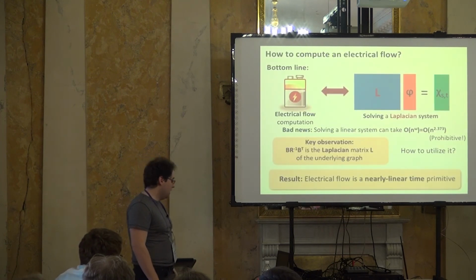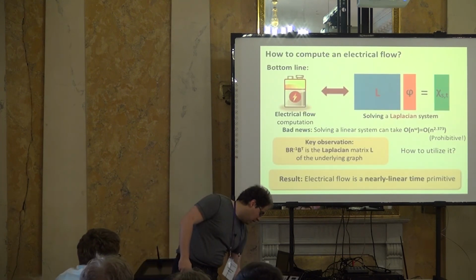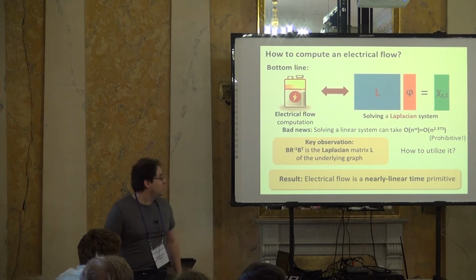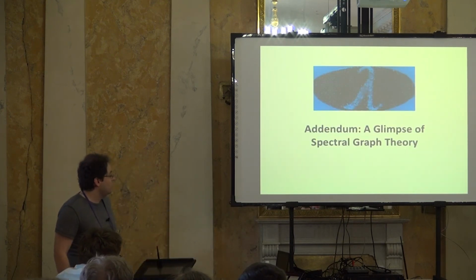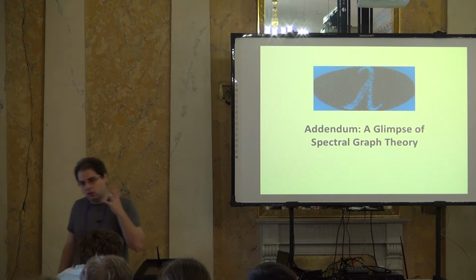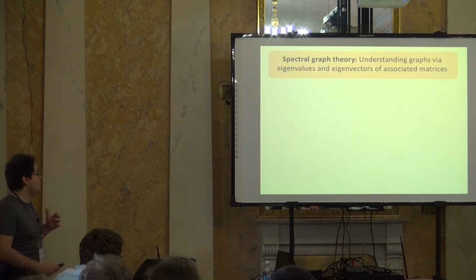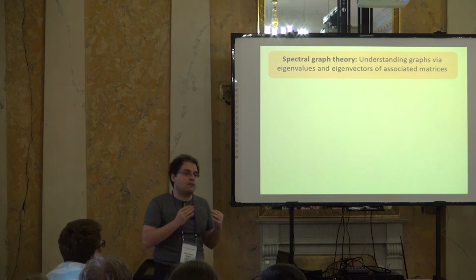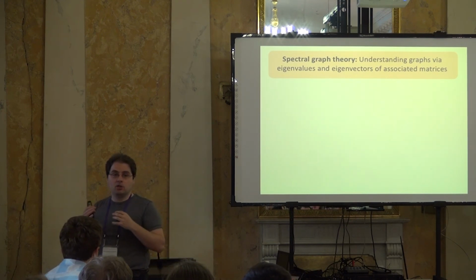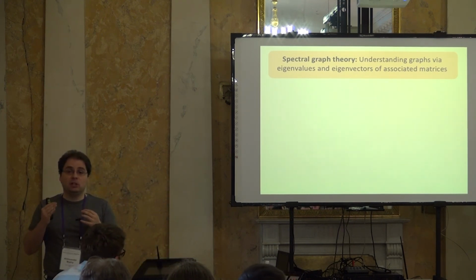And the last thing I want to do in the spare time is to talk a little bit about spectral graph theory, which is the field whose whole purpose is to understand the combinatorial structure of a graph by looking at linear algebraic properties of the associated matrix, namely the Laplacian matrix.